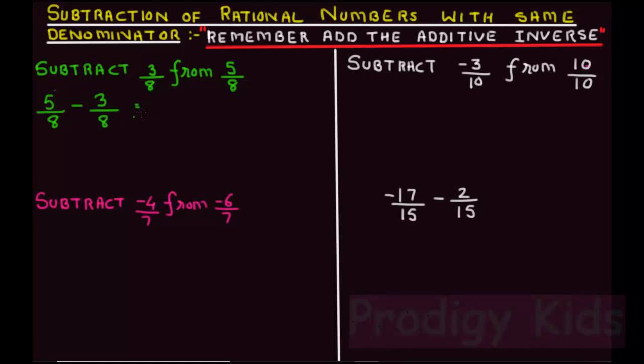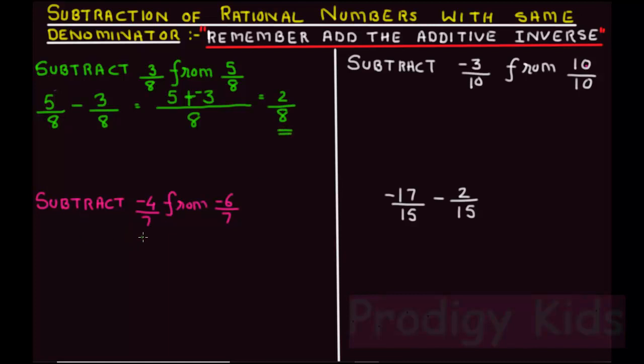So children, out here the denominators are the same. So let's keep it untouched. It remains the denominator. And we subtract the numerator, 5 minus 3. So we subtract here. So add the additive inverse. We get 2 by 8. How is that? Let's get to the next sum.